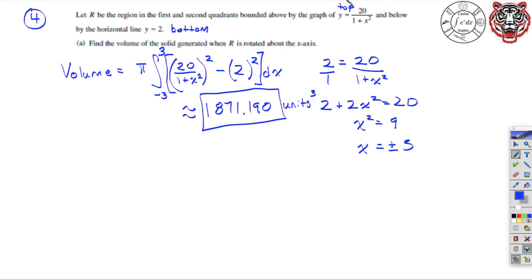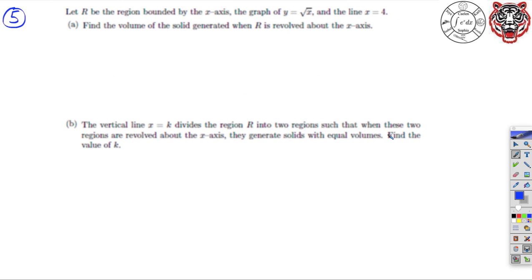Number 6. So this was 4, 5, 6. Yeah, 6 and 7 are both kind of tricky. Let's take a look at number 6. All right, so we're going on to this problem instead. So number 5, let R be bounded by the x-axis and this graph at the line x equals 4. All right, so finding the volume generated around the x-axis.